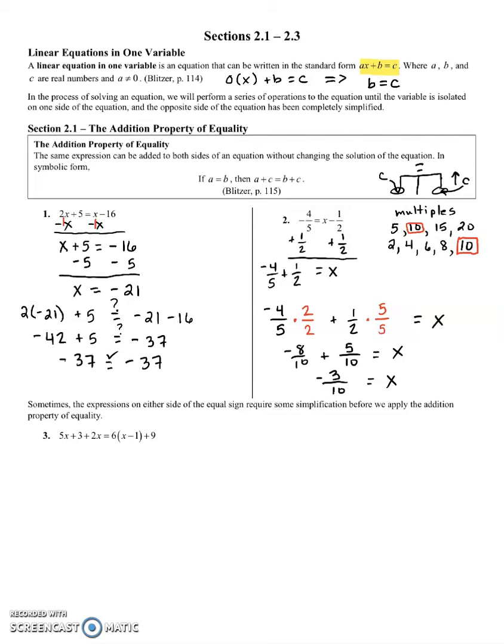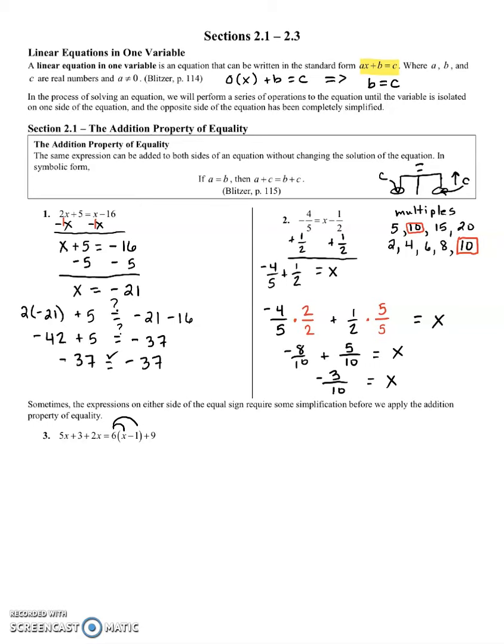Okay, now you should pause and also attempt to do number 3 on your own, but let me give you a little hint. Sometimes we have to simplify before we can apply the addition property of equality. So here we should distribute the 6, and we should also combine any like terms that we have. So now you definitely should pause the video and try to do this on your own, and then restart it and see if you got it right.